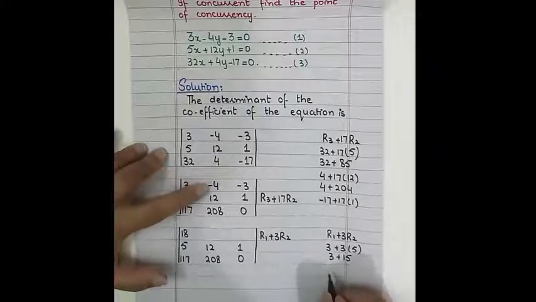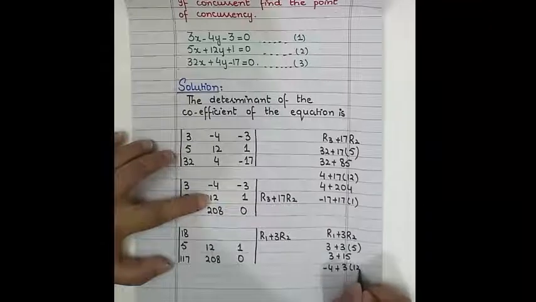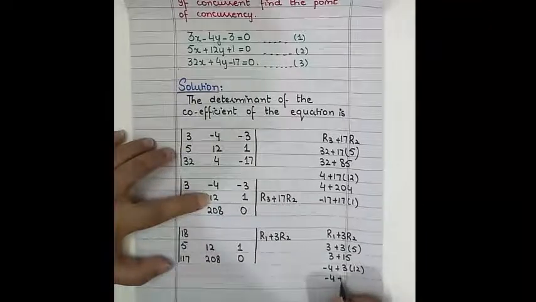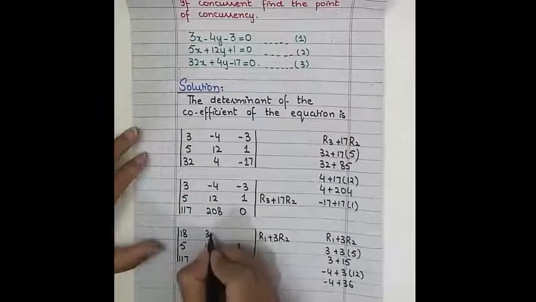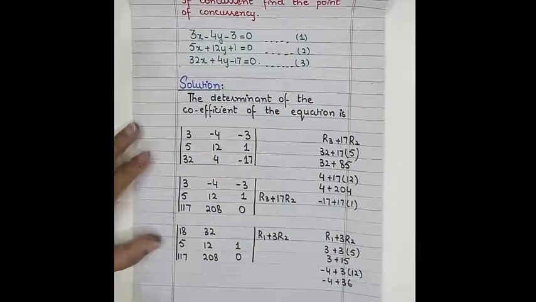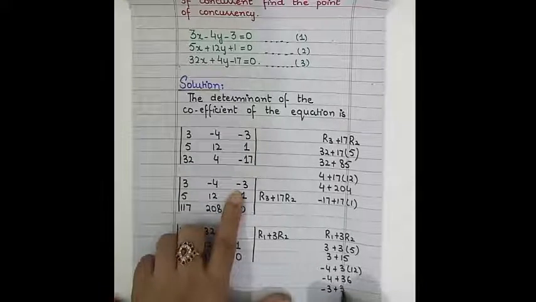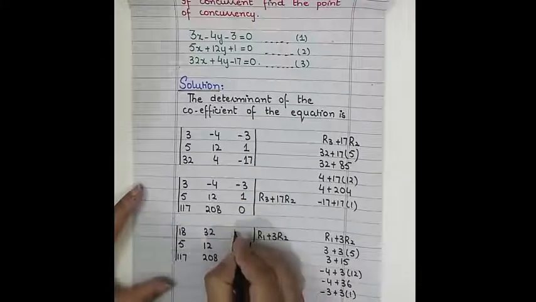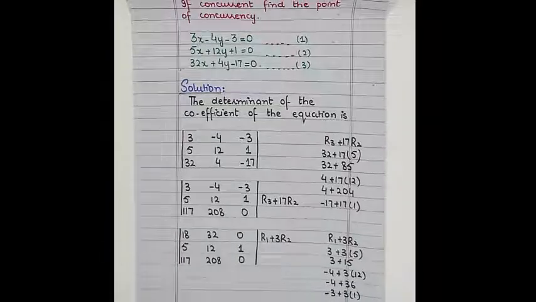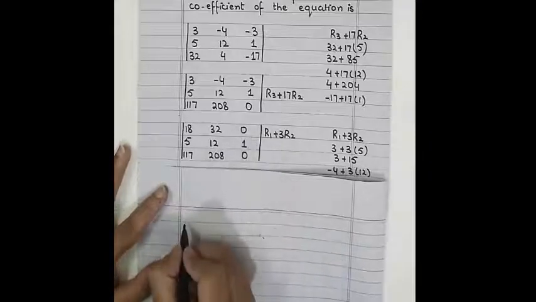Next we have R1, minus 4 plus 3 times R2, which is 12. So minus 4 plus 3 times 12 is 36. So 36 minus 4 is 32. Clear? Then we have minus 3 plus 3 times R2. So minus 3 plus 3 is equal to 0. Now it is easy for us to expand it. Now its expansion, starting from this column 3, we have 0.